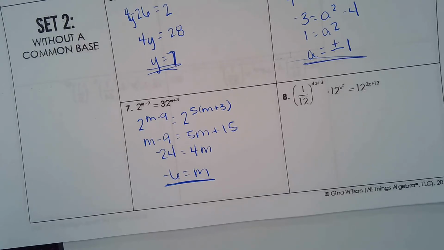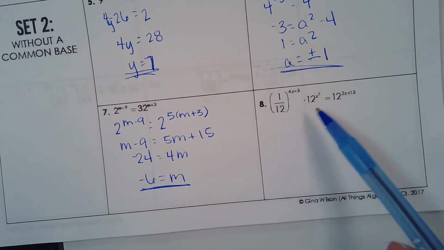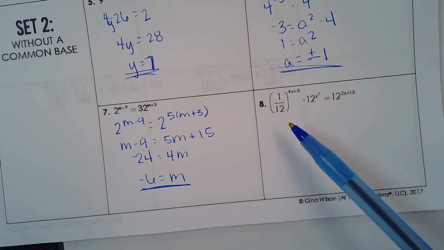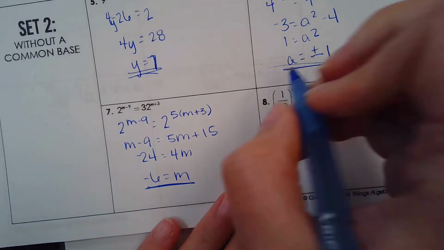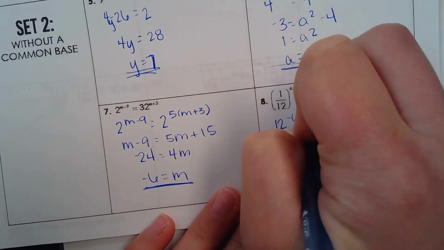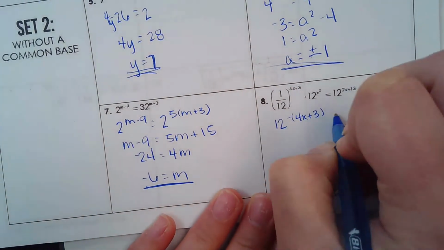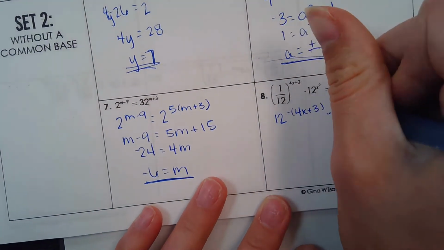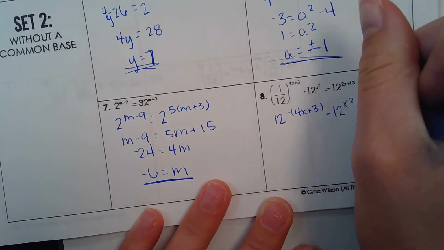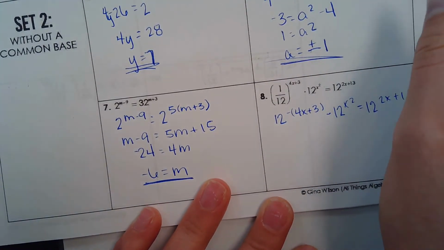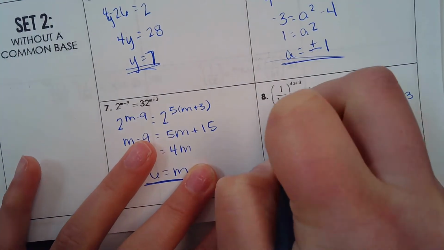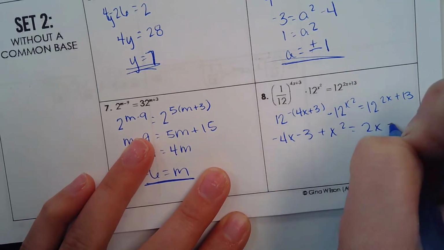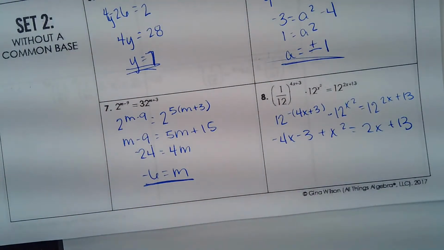Alright. So then looking at the next one, everything's got a base of 12, kind of. The only one we need to change is this one. So what do we need to do? Yeah, so just like negative 1 there. So we would have 12 to the negative 4x plus 3. And then because we're multiplying here, we'll add that x squared in the next step. Alright, so we're going to have negative 4x minus 3 plus x squared equals 2x plus 13. Are we okay getting to that step?